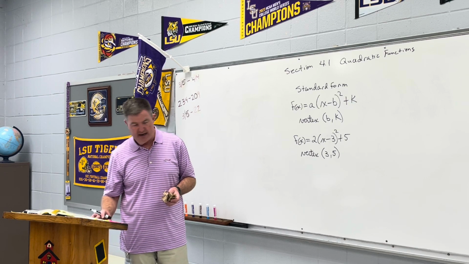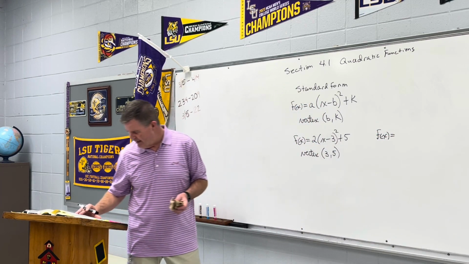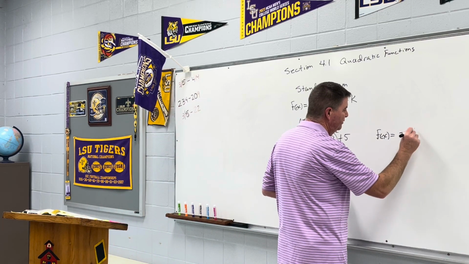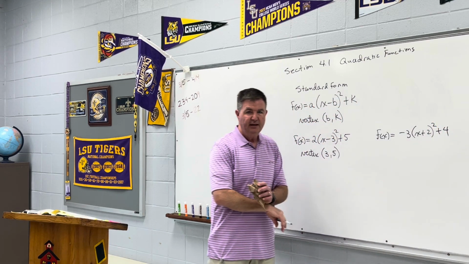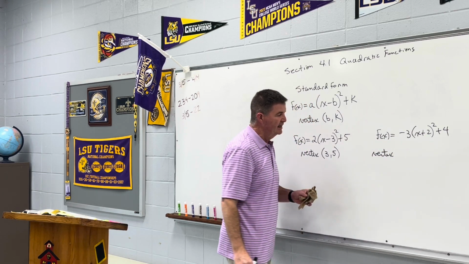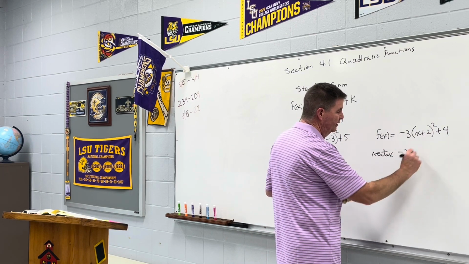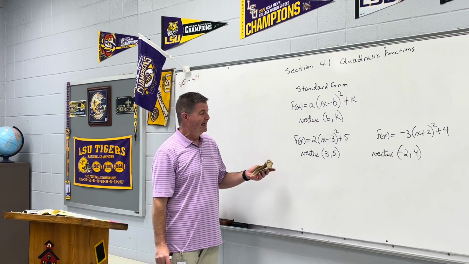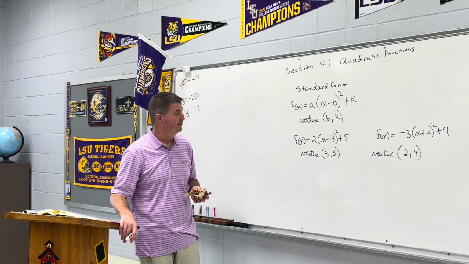Another one we have: f of x is equal to negative 3 times x plus 2 squared plus 4. Again, we want to find the vertex. The vertex here is going to be the opposite of the b, so it's going to be negative 2, comma, 4. So that's how we find the vertex if we're in the standard form of a quadratic function.